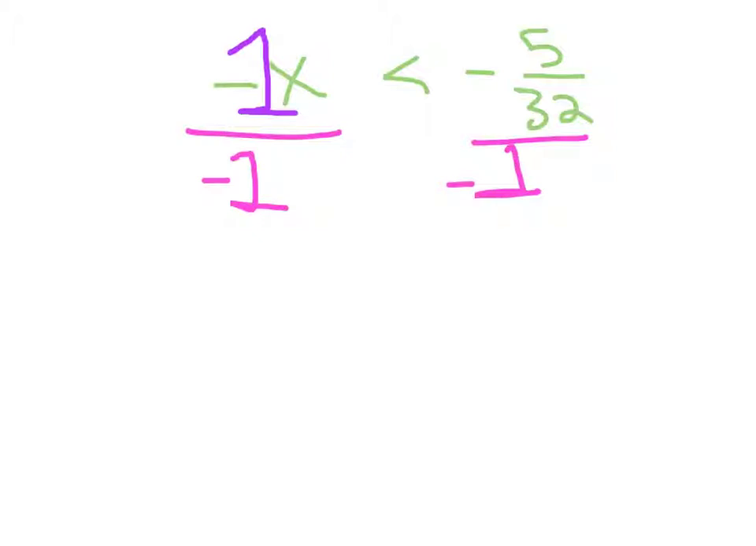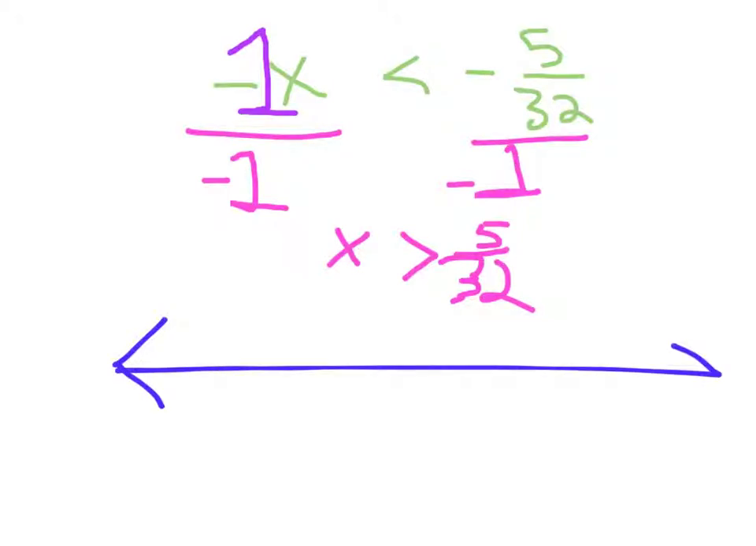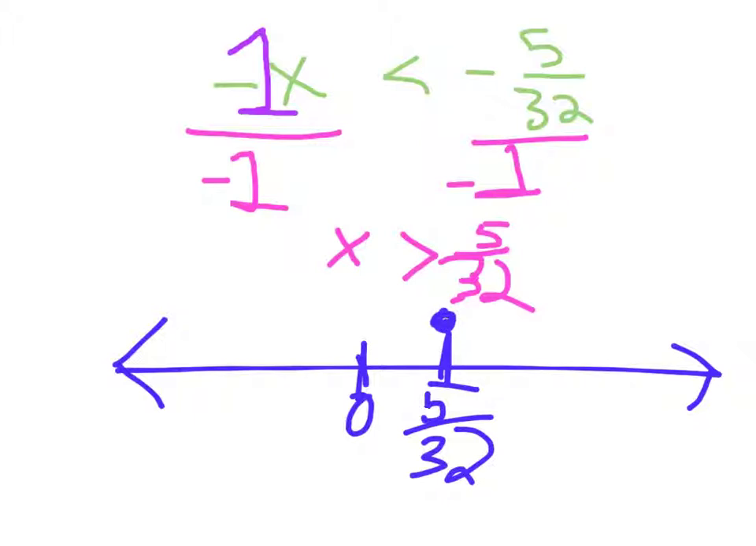And you flip the inequality because you're dividing by a negative, so you get x is greater than 5/32. But you're not done there. You need to graph this. So you take a number line. 0 is right here, and you have 5/32. And because x is greater than 5/32, you have your filled in dot and an arrow going away from the 0.